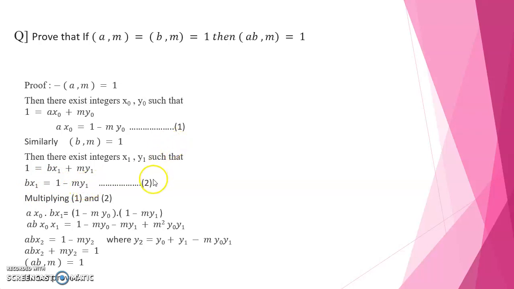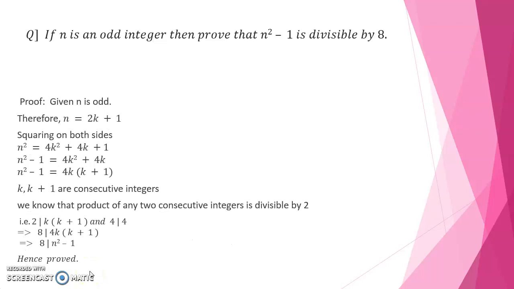So this is equation 1 and this is equation 2. I multiply these two equations. On the left hand side, you can see ab x0 x1. x0 x1 is nothing but the product of two integers, which I can replace by x2. On the right hand side, I take m common, so I will have 1 minus my2, where y2 is nothing but y0 plus y1 minus my0 y1. If I rearrange this, abx2 is equal to 1 minus my2, that is abx2 plus my2 equal to 1, which means that GCD of ab and m equal to 1. Hence, we have proved it.